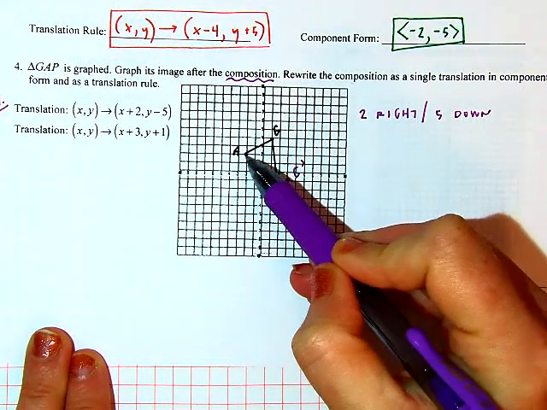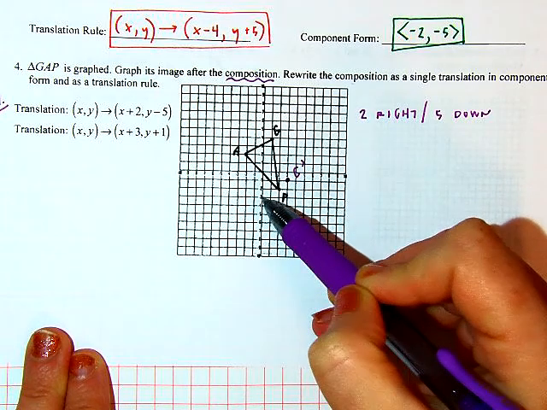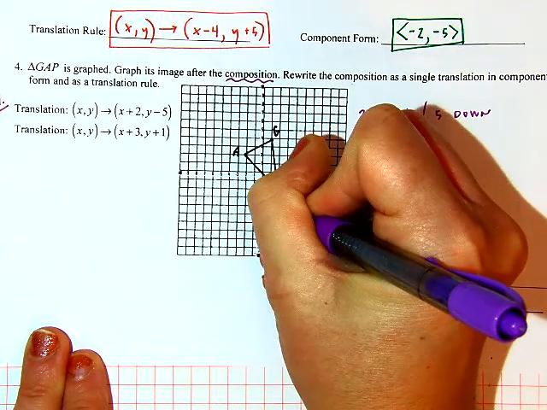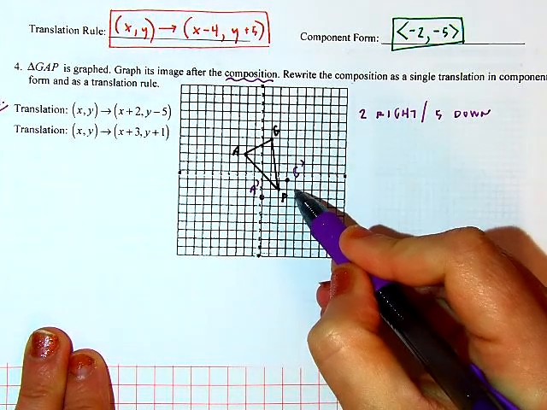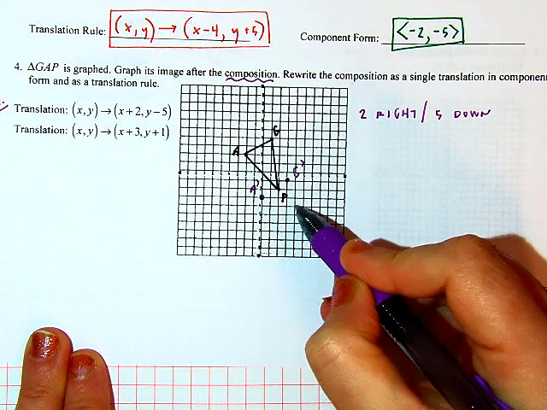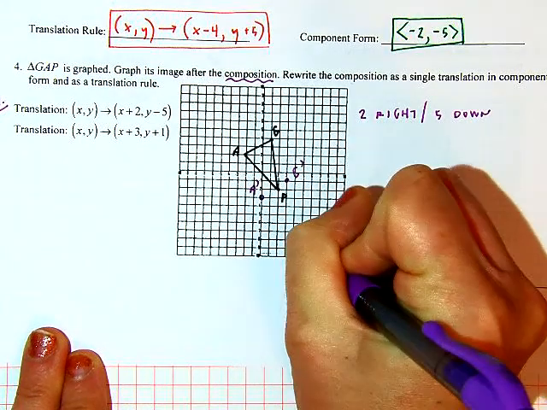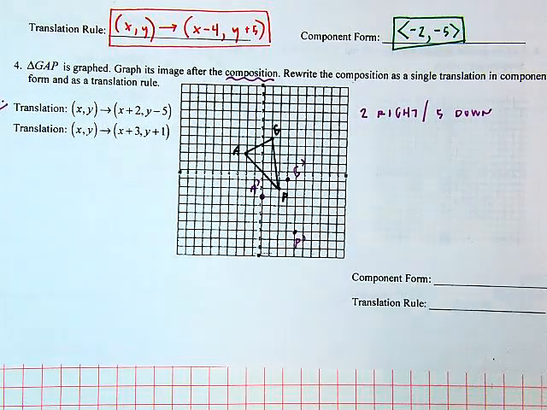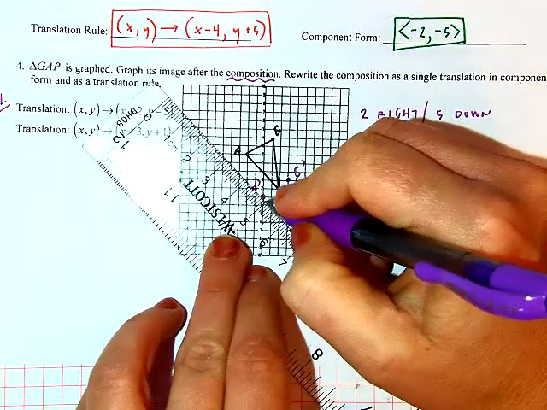Okay, for A, 2 right, 5 down. 1, 2, 3, 4, and 5. So right here would be my A prime. And then P, 2 right, 5 down, right here. So here is my P prime. So connect the dots. We've done our first translation.